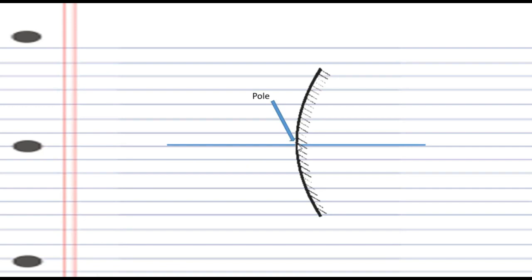So when you are working on your notebook now, pause this video, draw this, and then go to the next step. Okay, so what I'll do is I'll write pole here. Okay, and then this axis which you have seen right in front of you, this is the axis called principal axis. Recall the previous video of principal axis of concave mirror, right? So I'll write principal axis here.